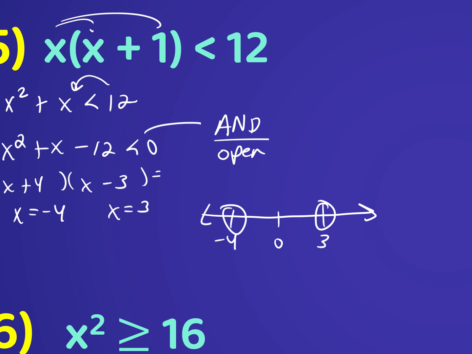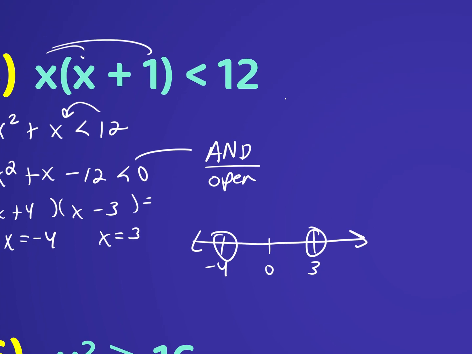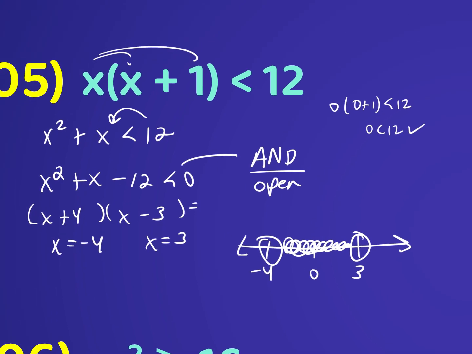So if I plug in 0, should 0 make my inequality true? Yes. So let's plug it into the original. I have 0 times 0 plus 1. Is that less than 12? Is 0 less than 12? Yeah. So we're going to color in the middle. Go to your original right here.